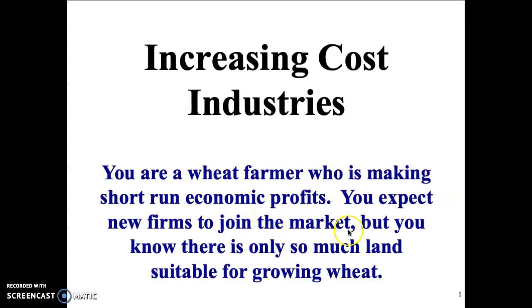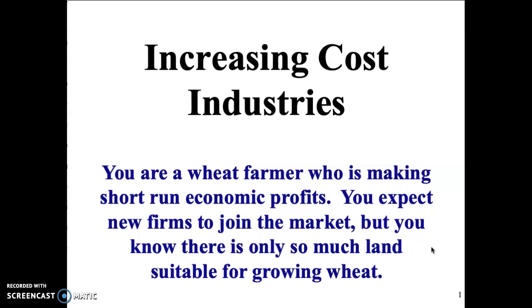So let's just imagine you're a wheat farmer and you're making short run economic profits. You expect new firms to join the market, but you know there's only so much land suitable for growing wheat. Or maybe there's only so much fertilizer that's out there. Or perhaps you need to lease your farm equipment from a company that owns all the very expensive farm equipment to plant and harvest all of the wheat. Anyhow, for any of those reasons, you might experience increasing input costs as more new firms enter the market.